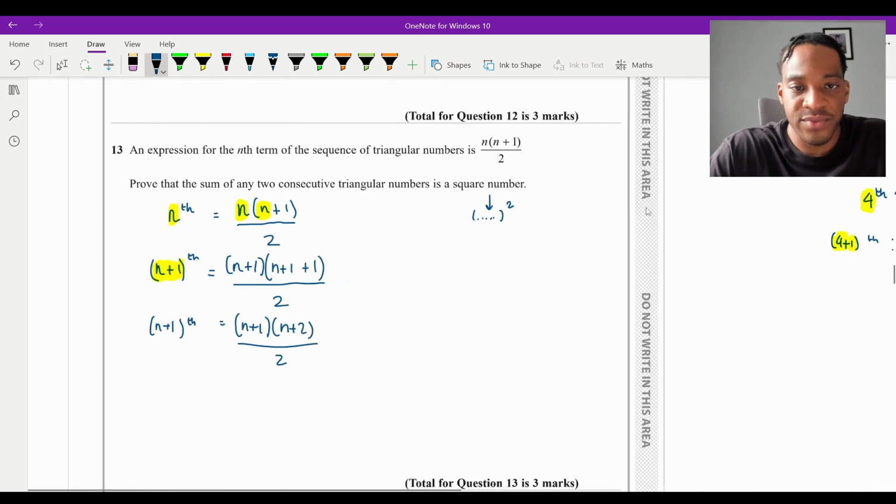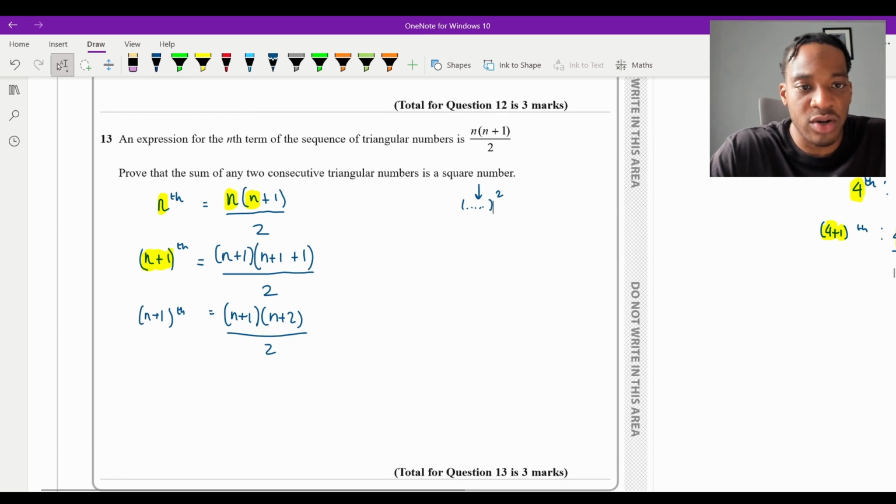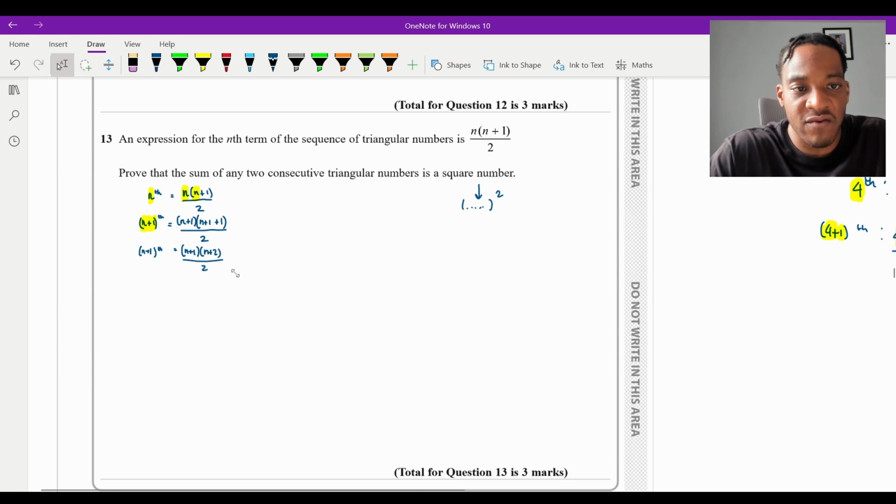So I'm going to do this here. And because I don't really have that much room, I'm going to minimize this here, just so I've got enough room to work with. So I'm going to put this right in the corner.